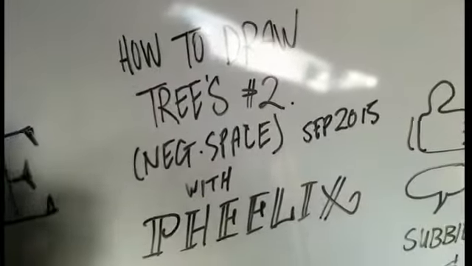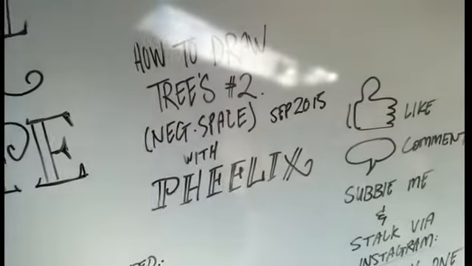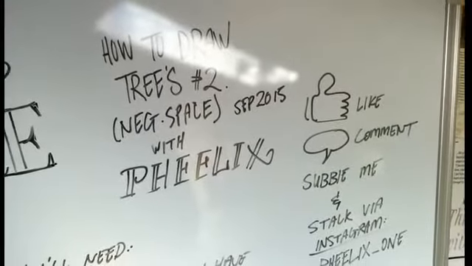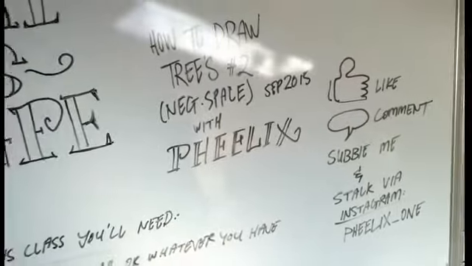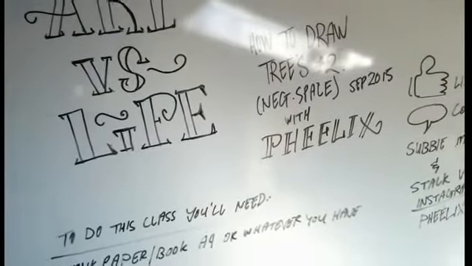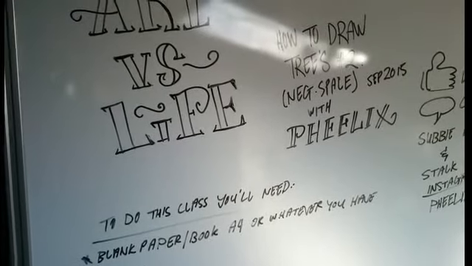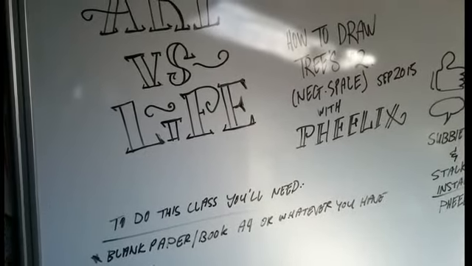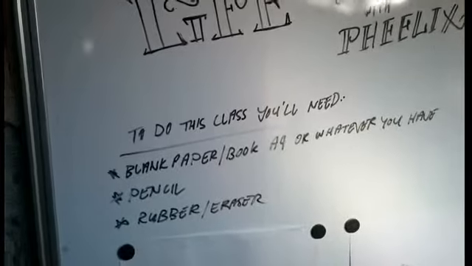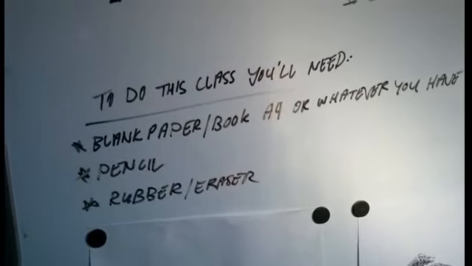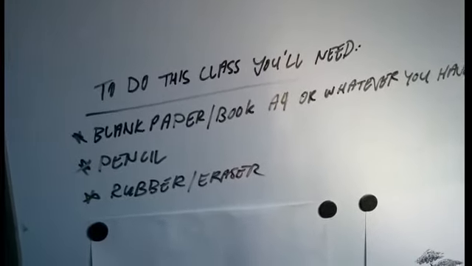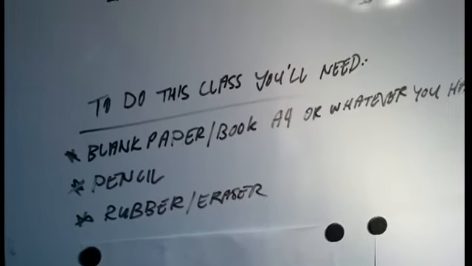I'm shooting this on my phone about how to draw trees. This is number 2. This is about negative space and how to use it, and it's a very simple class, but I will be moving very quickly, so hopefully you can follow along. If you have any trouble with that, then just pause it and rewind the video. To do today's class, you'll need a blank piece of paper or a book, whatever you have at hand, a pencil and a rubber and/or an eraser.